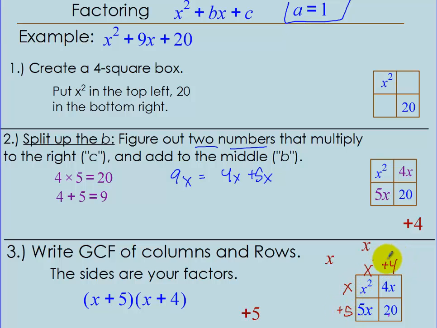So what you get is your two factors are x plus 4 on the top and x plus 5 on the side. So that's why my factored form is x plus 5 times x plus 4. It doesn't matter which order you put these in. I could do x plus 4 first, then x plus 5. It's because they're being multiplied, it's okay. So that's my factored answer. And it just takes a little bit of practice to get right.